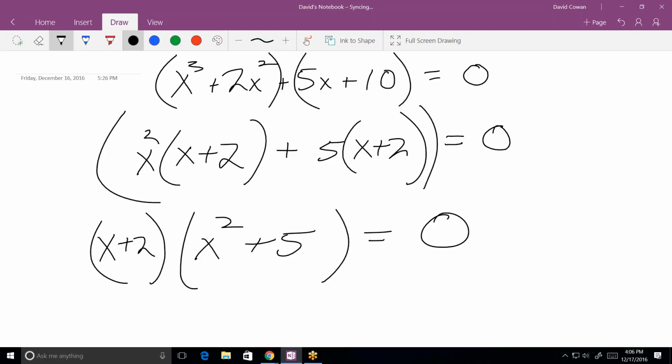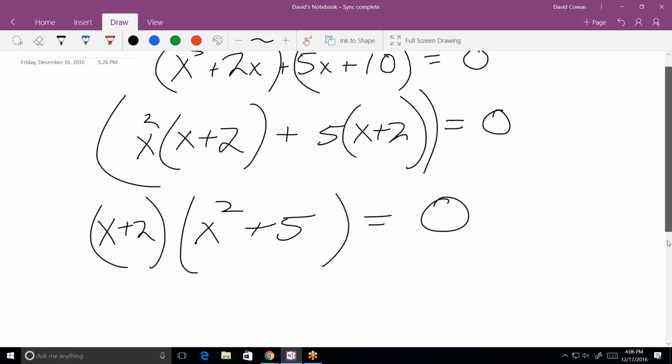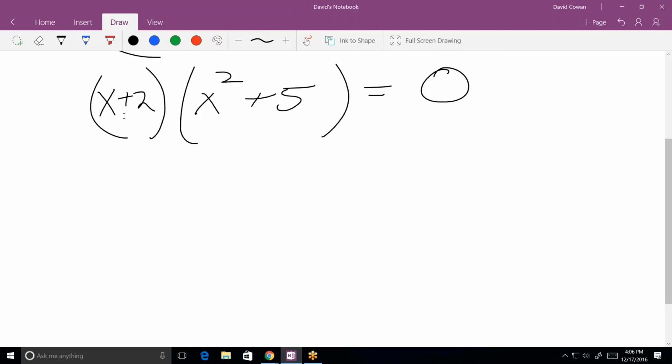Now, the exact instructions for this problem were what? Find the zeros? Find all the real zeros or find all the zeros of the function. Well, they're different questions, incidentally, because this only has one real zero, and it's minus 2. This is an irreducible quadratic, meaning it's going to produce imaginary solutions only. You can tell that because there's nothing that can make this be 0. x squared is always a positive number, and if you add 5 to it, it's always a positive number. So it's impossible to make that 0, and the solutions are going to be imaginary.